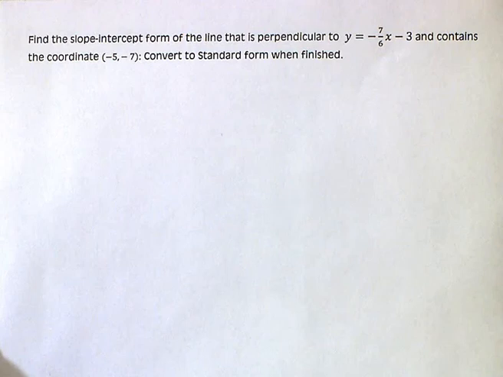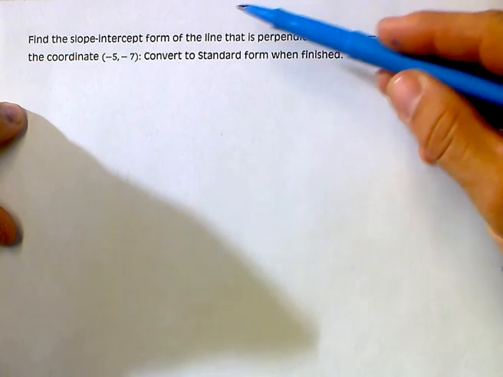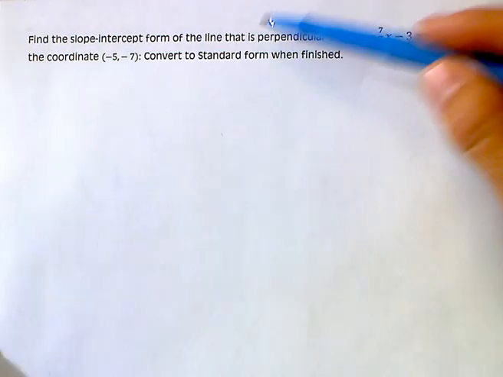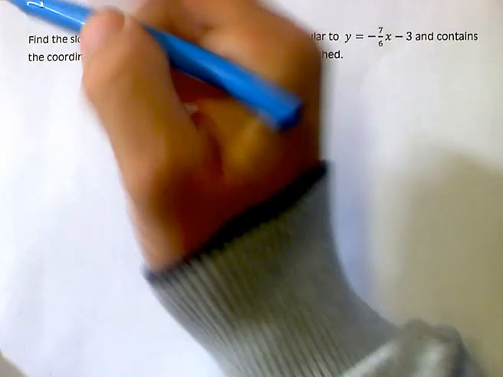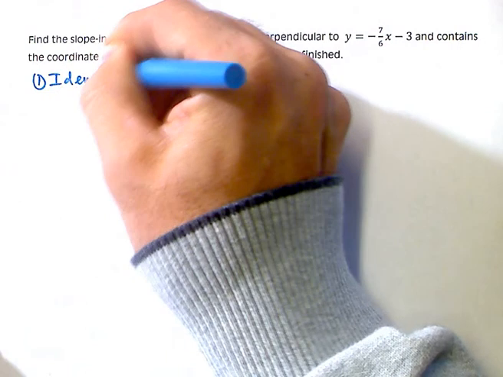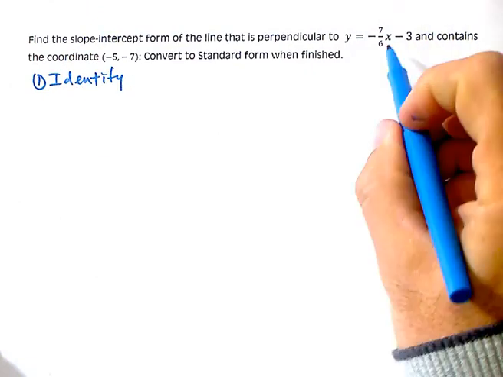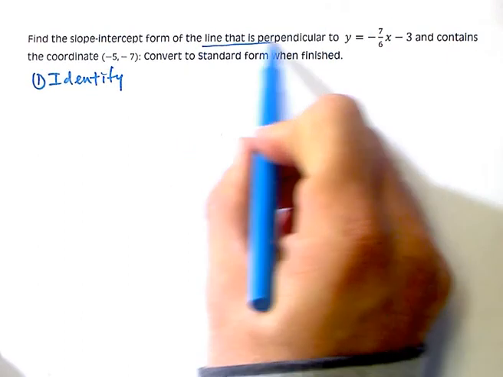Okay, so the first thing we want to do working with slope-intercept form, trying to solve for a line, it's giving us an additional coordinate. First thing we want to do is basically identify the slope. What is our slope?